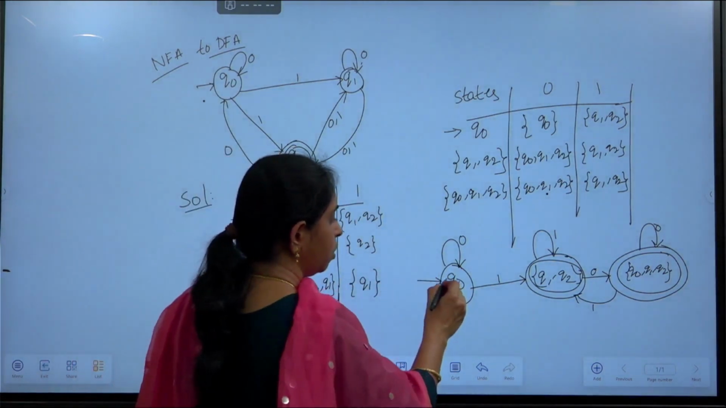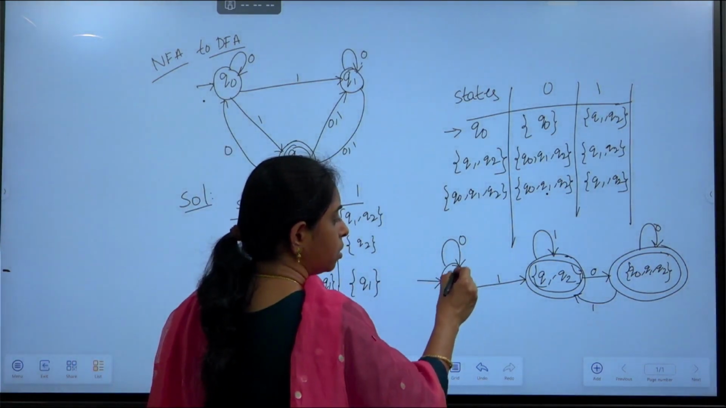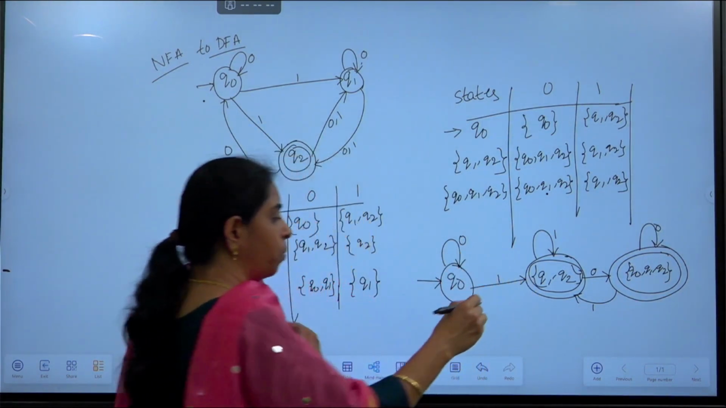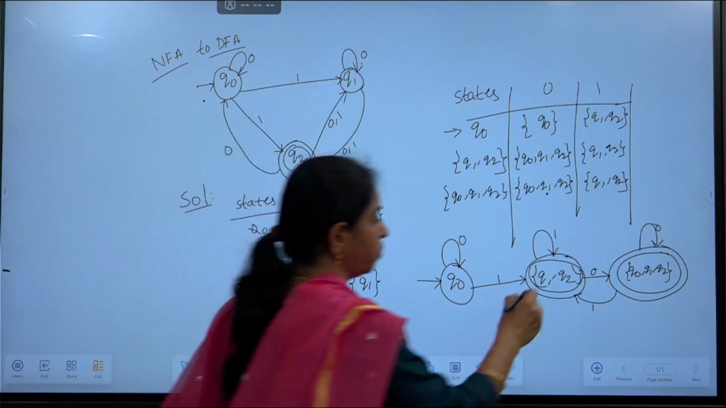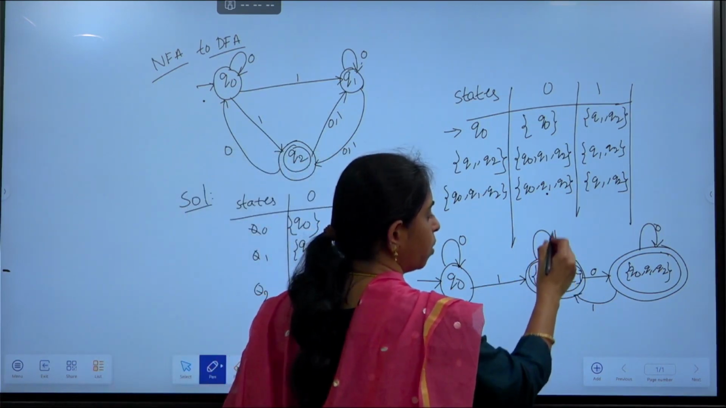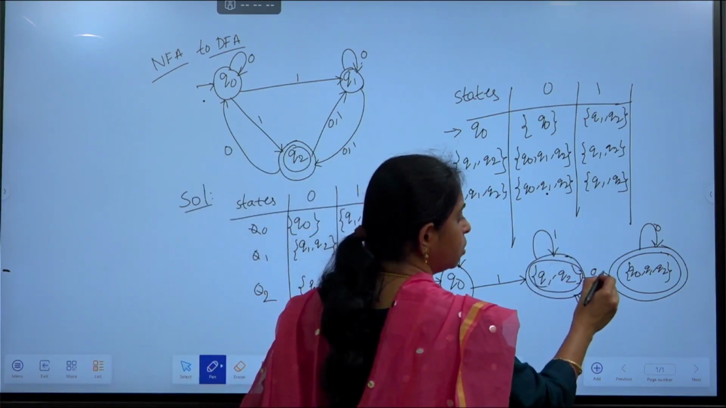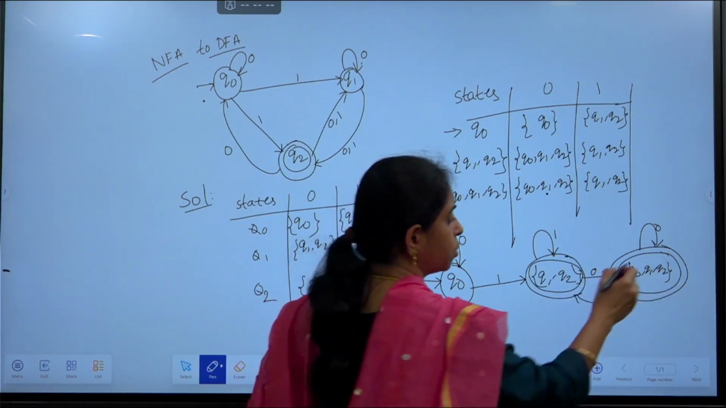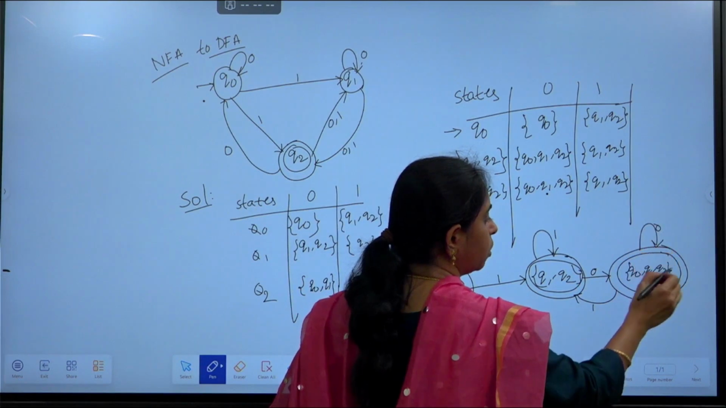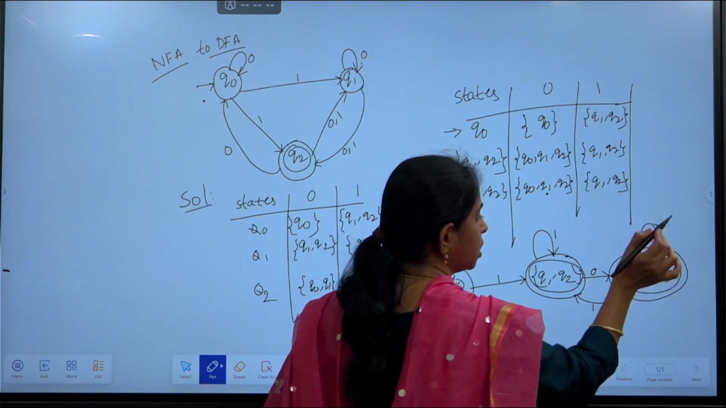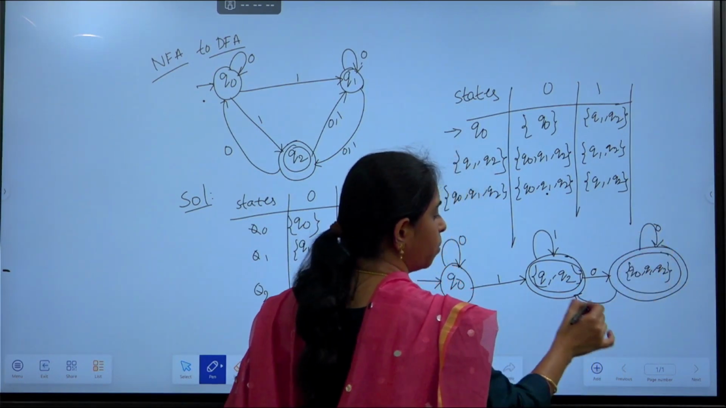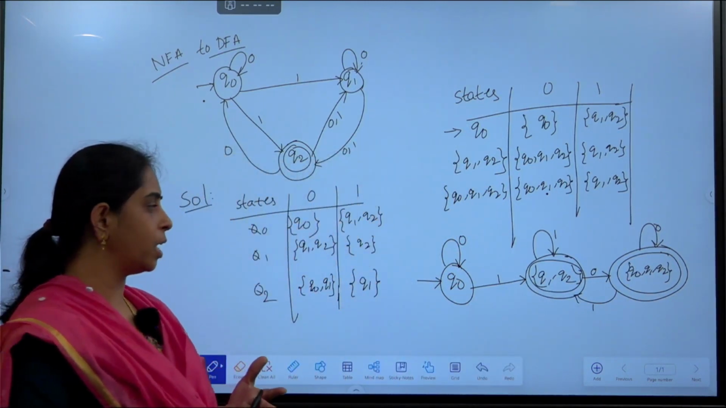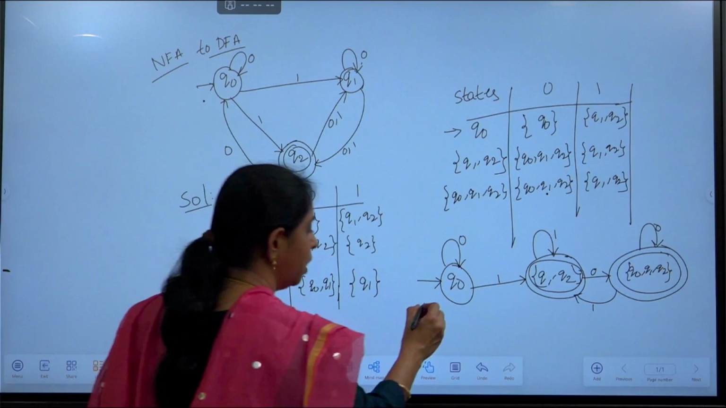So now check it. Q0 on input alphabet 0, we have a single transition. On input alphabet 1, we have a single transition. Again Q1 Q2 on input alphabet 1, we have a single transition, and on 0 it is reaching Q0 Q1 Q2, that is also a single transition. Now Q0 Q1 Q2 on input alphabet 0, we have a single transition. On input alphabet 1 also, we have a single transition. So whenever we have a single transition, we call it a DFA.